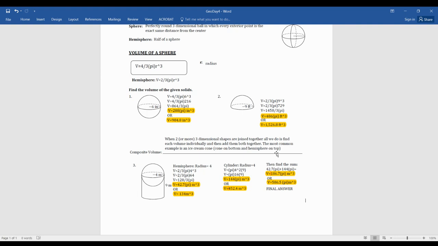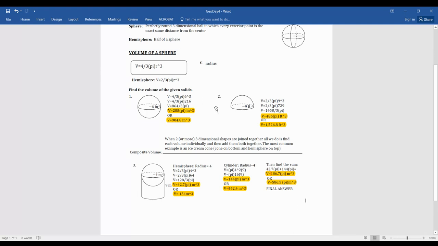Keep in mind, any quizzes or work you're doing, you can always keep looking back to this as your reference. The hemisphere, being half as large, is the same equation, but instead of 4 over 3, it is 2 over 3. So a hemisphere is 2/3 pi r cubed. So those are your two equations.